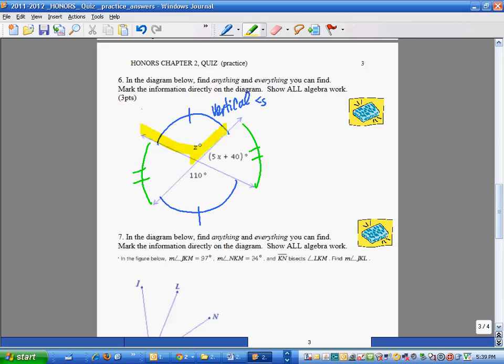So you ask yourself, what can you do in this scenario? Let's start with something simple. If this is 110, then because these are vertical and they are congruent, this must be 110 as well.